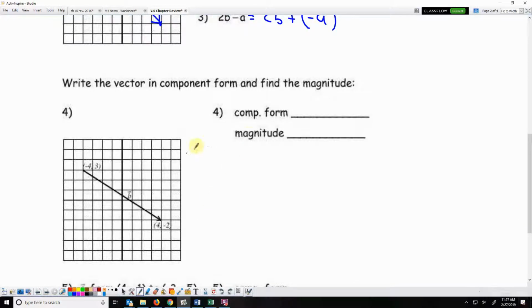Okay, so our next one, we want to write this vector in component form. We're going to subtract head minus tail: x minus x, 4 minus negative 4, and y minus y, negative 2 minus 3. We know this is the head because it's got the arrow, and we've got to do head minus tail. So 4 minus negative 4 is 8, negative 2 minus 3 is negative 5. That is the component form.